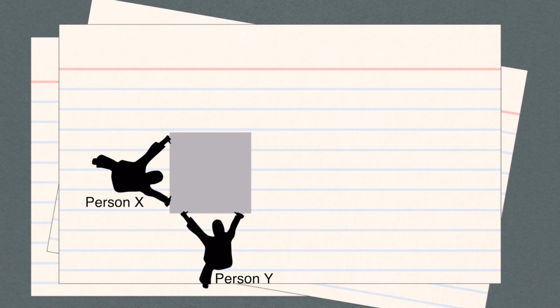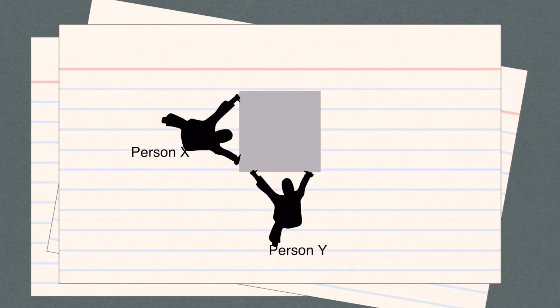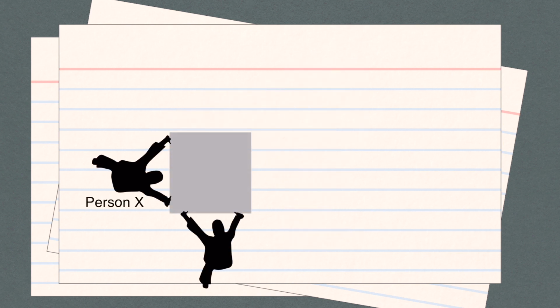So if person X moves the box in the X direction and person Y moves the box in the Y direction, they will both work together at the same time and they will both together move the box diagonally. So person X does his fair share of moving the box in the positive X direction, and person Y does his fair share moving the box in the positive Y direction.